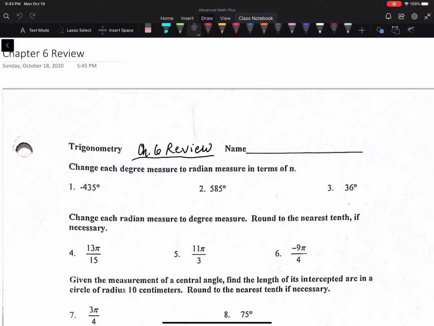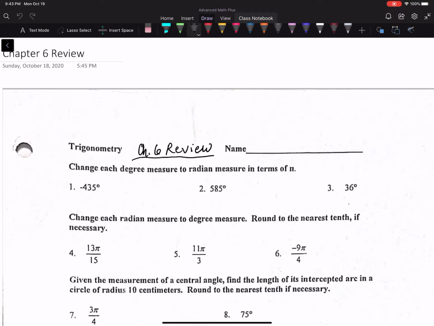Today we are going to review our chapter 6 from Advanced Math Plus, and that is basically doing some more trigonometry. This chapter was mainly dealt with radians, so we got introduced to what radians were and how to use them, and let's get going.